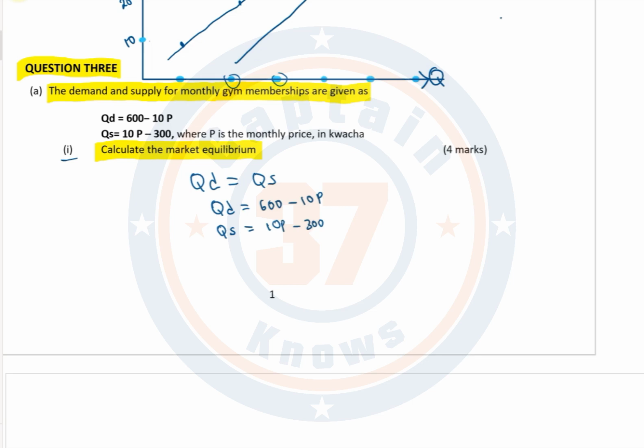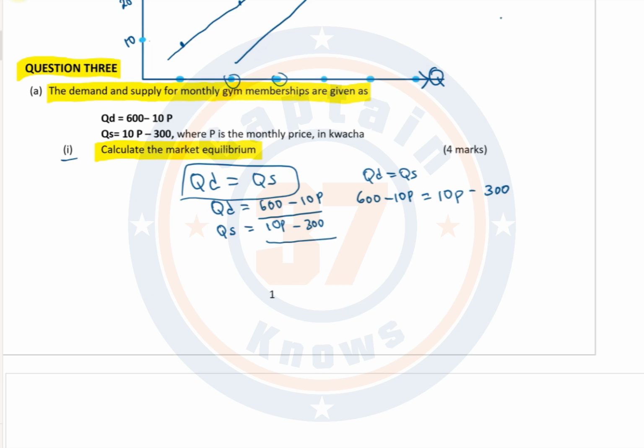What we are supposed to do now, like you can see from what I've written here, is that the quantity demanded is equal to the quantity supplied. Therefore, QD, which we already know is 600 minus 10p, is equal to QS, which is 10p minus 300. So what we're going to do now is apply our algebra, like you already know it. We want to make P the subject of the formula.